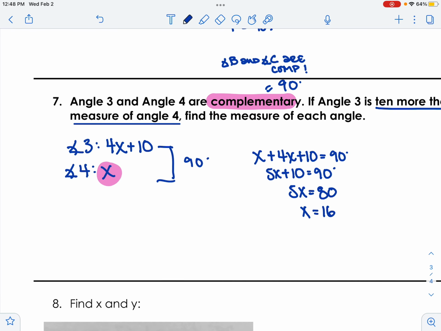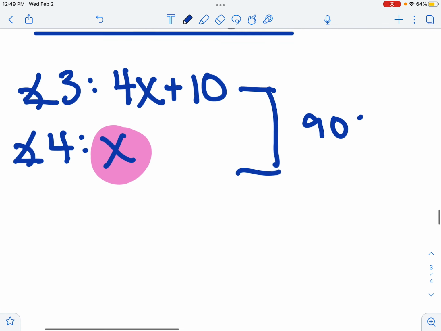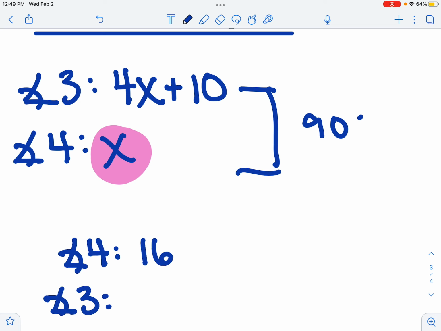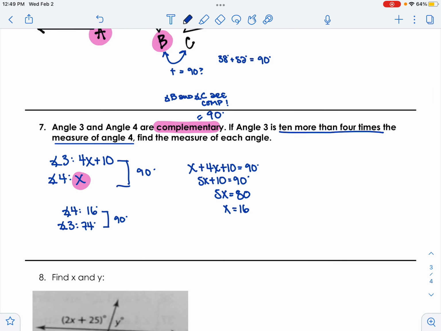So what I know then, because angle 4 is x itself, is that angle 4 equals 16 degrees. From there, I'm going to take that 16 and plug it in for my angle 3. So I'm going to do 4 times 16 plus 10, and I would get 74 degrees. And what I want to do is just check to make sure that if I added those together, I would get 90, and that's a good way of double checking your work.